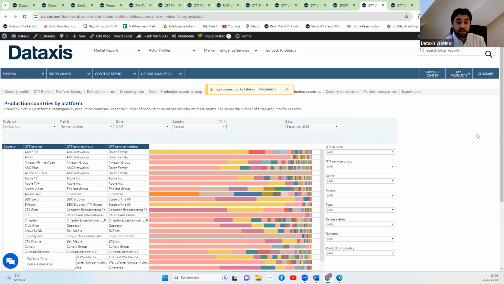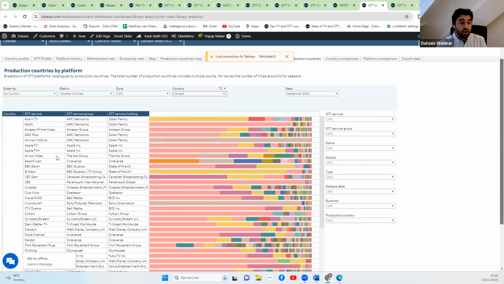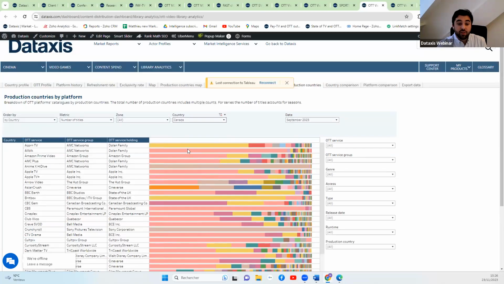And on my side, I selected Canada. So here for Canada, you have all the OTT platforms, the group, the holding, and then with the different colors you see on that screen, these will indicate where the content on each platform is coming from.